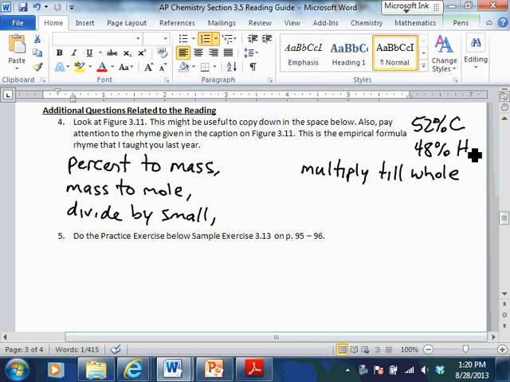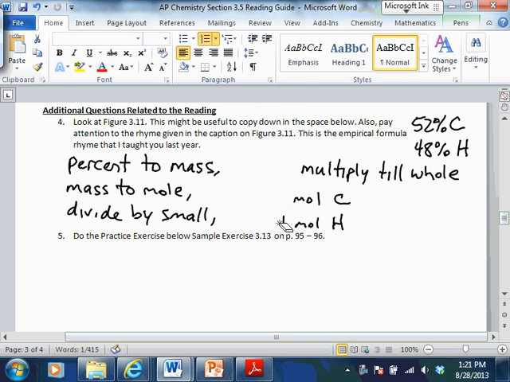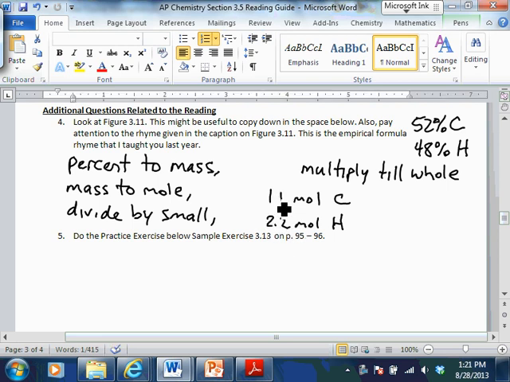Once we have 52 grams of carbon, 48 grams of hydrogen, the mass to mole step should be fairly easy, right? You just go from whatever that mass is, divide it by the molar mass. That'll give you the number of moles. Divide by small. So let's say that you end up with 2.2 moles of the carbon. Again, I'm just making up numbers here. And 1.1 moles of the hydrogen, okay? So you would divide by the smallest, which is the hydrogen here. And actually, I did this backwards. I should have done 1.1 moles of carbon. Doesn't really matter. Divide by the smallest of those two.